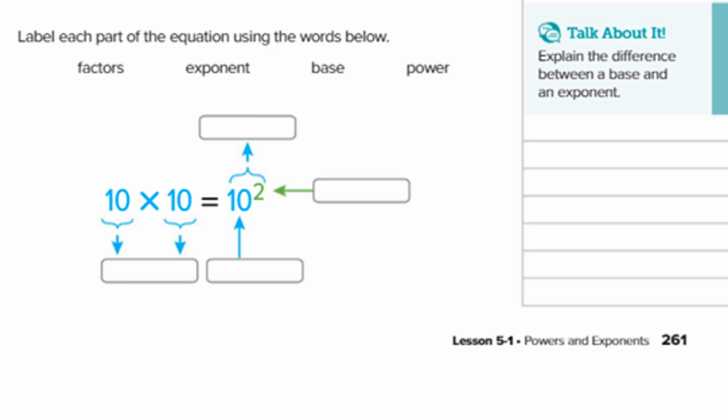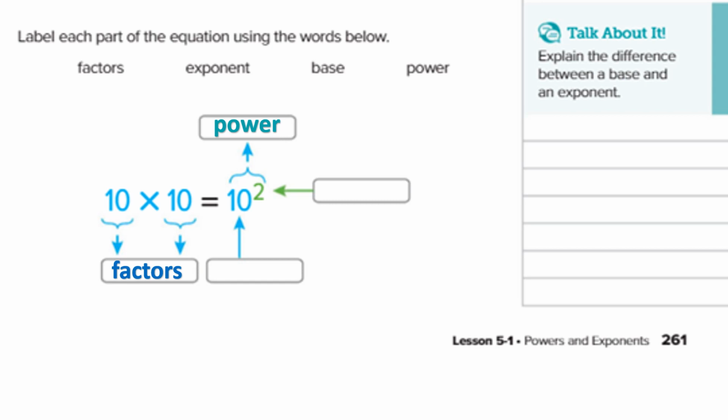So let's look at these different terms. We have factors, exponents, bases, and powers. So the tens, what would we call those? They're factors, right? Because they're being multiplied together. What about the idea of the power? The power is the 10 to the second power, or to the power of 2.